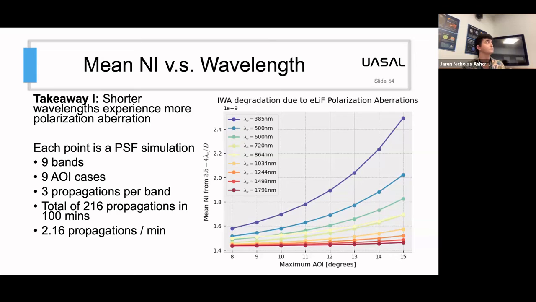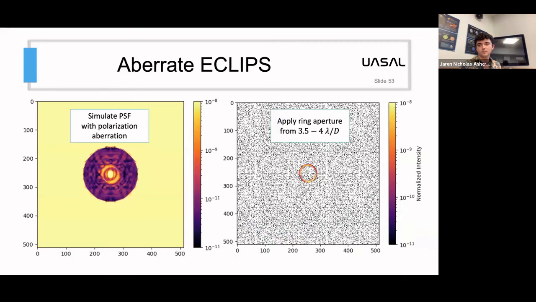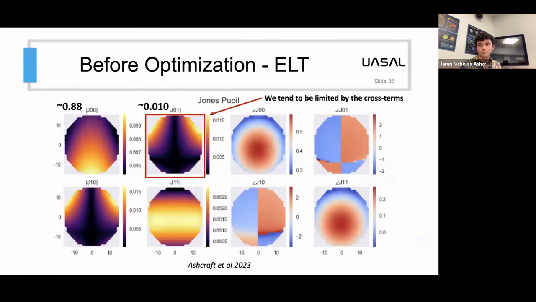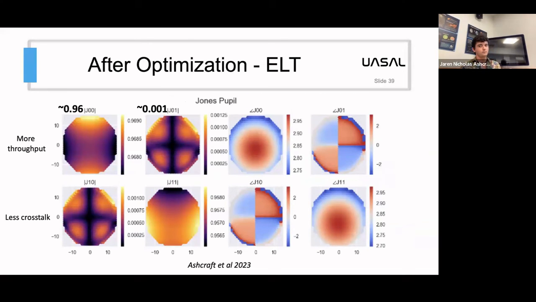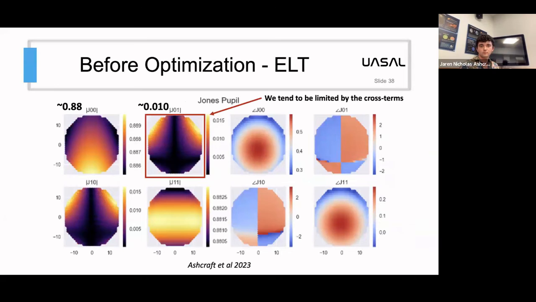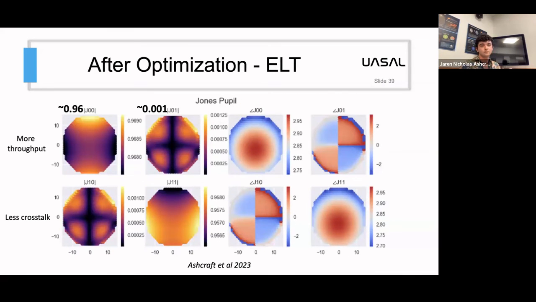Question on the slide, I think it was 39, related to your thin film optimization. Can you flip back to slide 38, before optimization? It looks like, as you attempted, you have reduced the energy in the off-diagonal terms, but you have to pay a penalty somewhere.